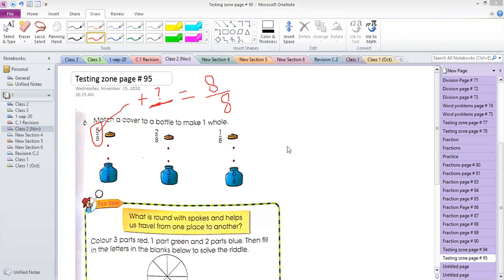Guys, wait. Those who are saying 2, only they are allowed to speak. Those whose answer is 2, that 5 plus 2 equals 8, only they will speak. Who is saying 2?